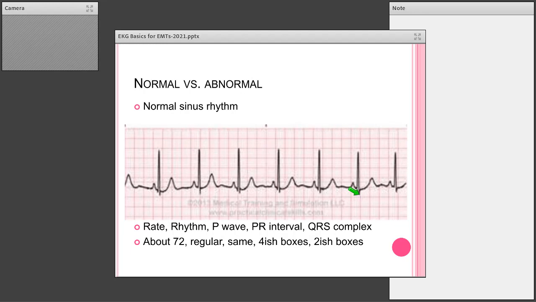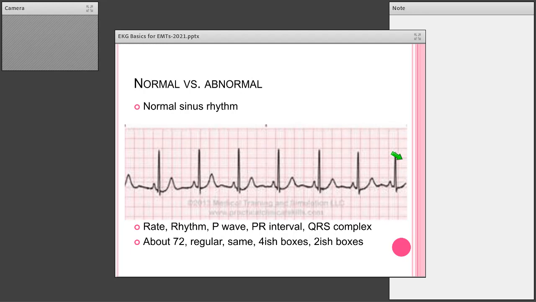Then I look at the rate. Again, in my 6-second strip, 6 is from here to here, and this is the 3 marker. We've got 1, 2, 3, 4, 5, 6, 7 complexes. So 7 times 10 is going to be 70. So this person has a heart rate of about 70.